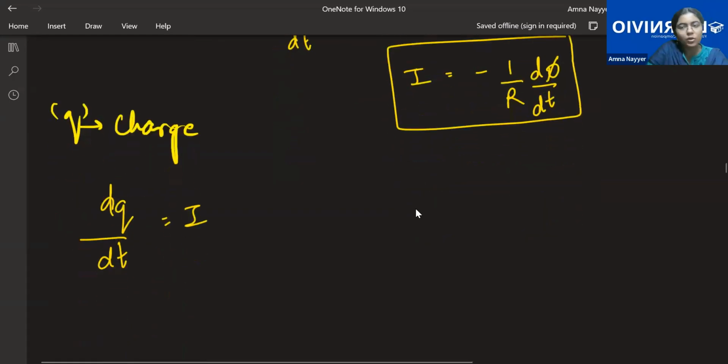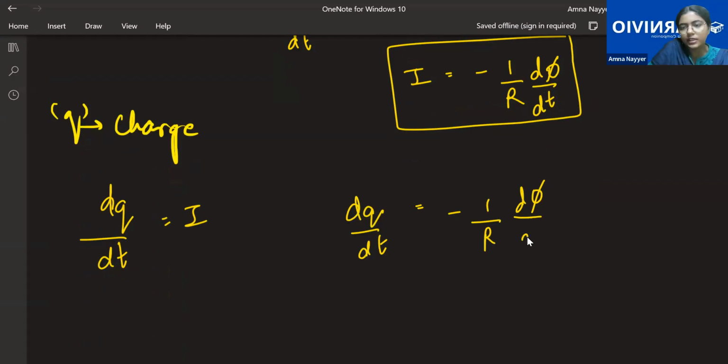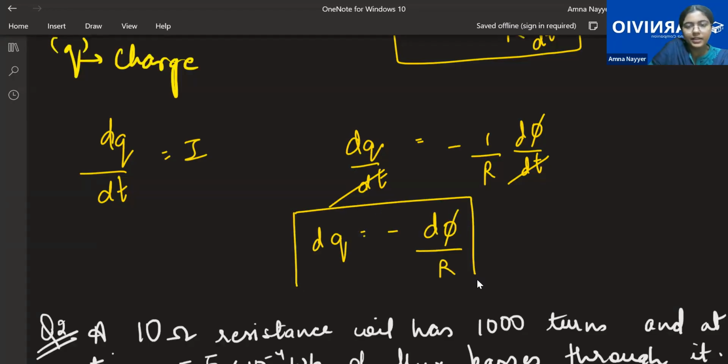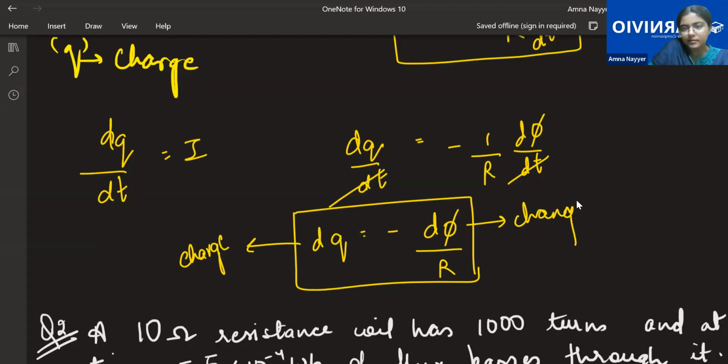We know I is equal to dq over dt. So can I say dq over dt is equal to minus 1 by R dφ over dt? Yes, dt will be cancelled. So from here we can say dq is equal to minus dφ divided by R. This is the charge, this is the change in flux, and R is the resistance.